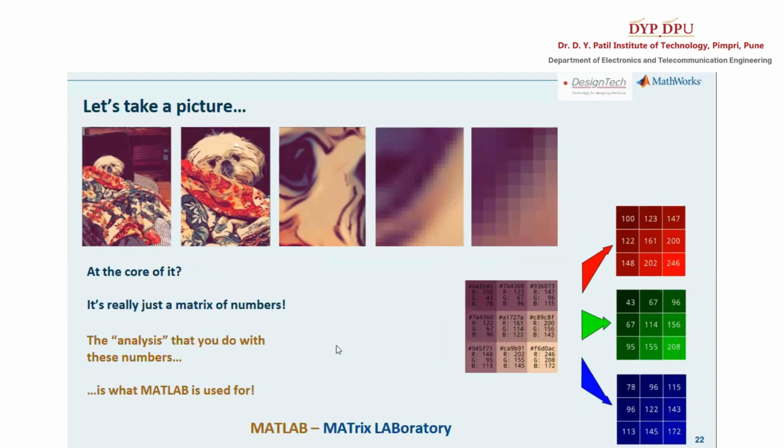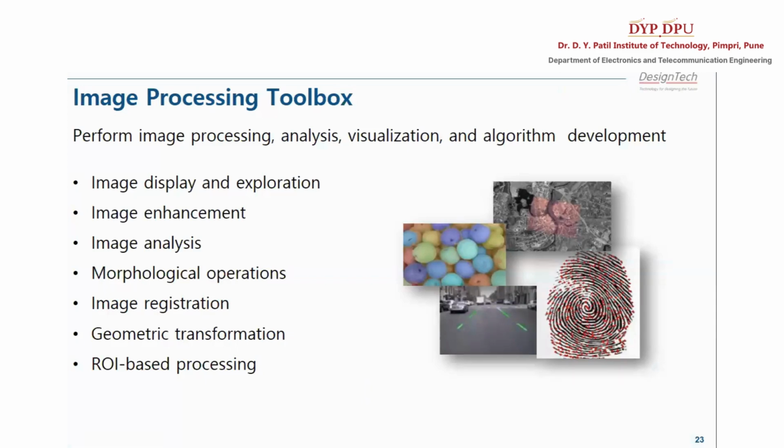Okay, fine. Now see here, I hope I'm trying to make things understandable. So we have an Image Processing Toolbox for performing image processing analysis, visualization and algorithm development. These are the types of things we have to do.